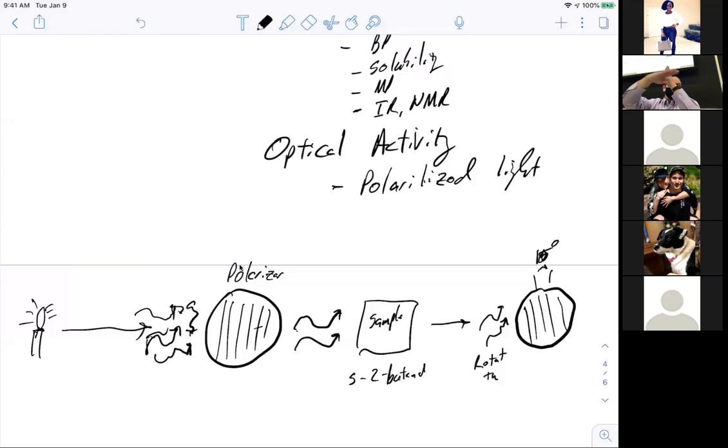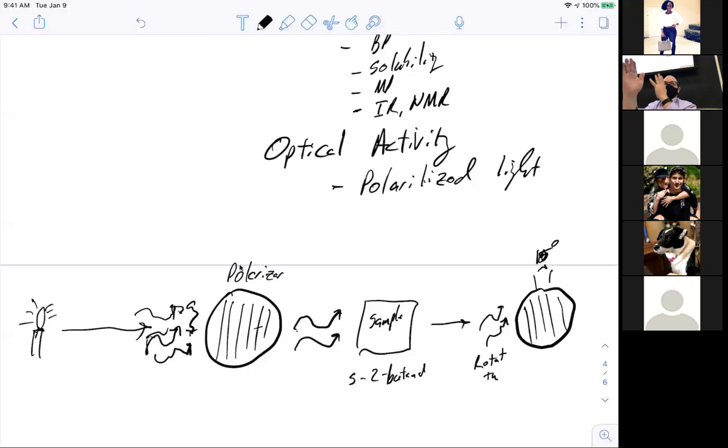That's because the two polarizers are now opposite, right? So this one is only letting waves come through this way, but this one is now only letting waves go through the other direction, right? So one's going vertical, the other one's going horizontal.